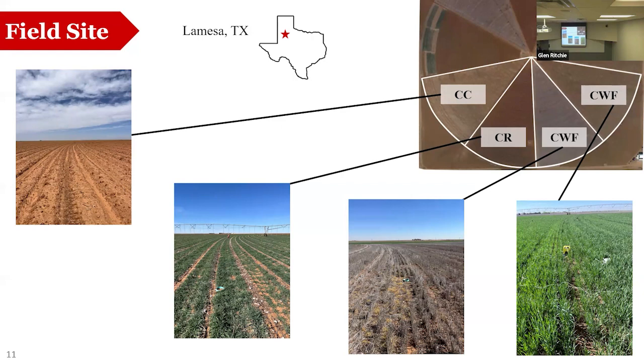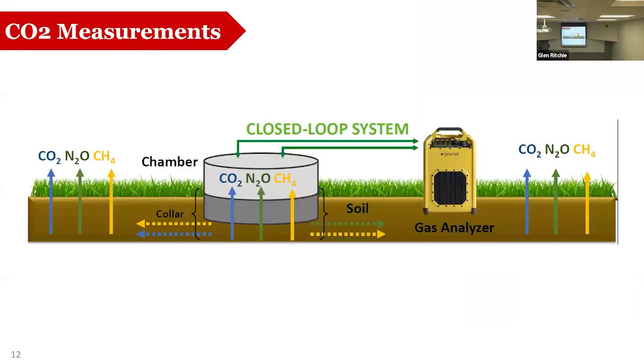In this rotation, right after cotton harvest, we're going to plant wheat just like we would a cover crop. It's going to be harvested around June, and then it's going to have about a 9 to 11 month fallow period. The CO2 measurements that we took, we used a closed loop system.